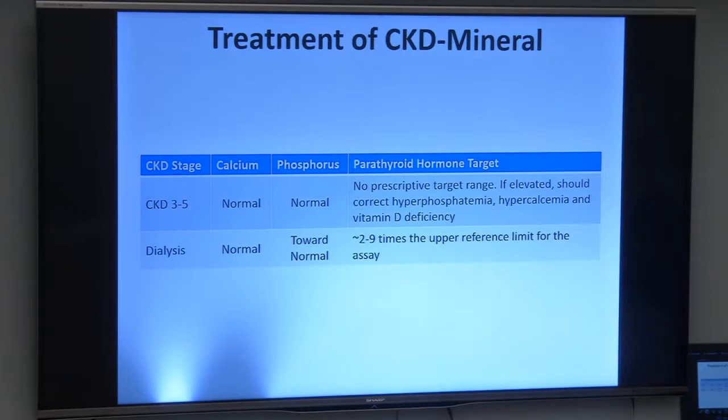If your patient's PTH is elevated, you should check what it could potentially be. Check for hypocalcemia, hyperphosphatemia, treat that. Check for low levels of 25D, treat that. And then if the patient's still hyperparathyroid, then consider adding on an active form of vitamin D like calcitriol or Zemplar or Hectorol. And then if you still can't get the PTH down to the goal range, then consider a calcimimetic.